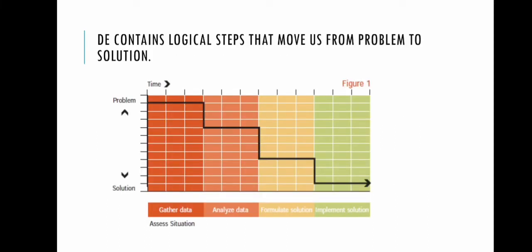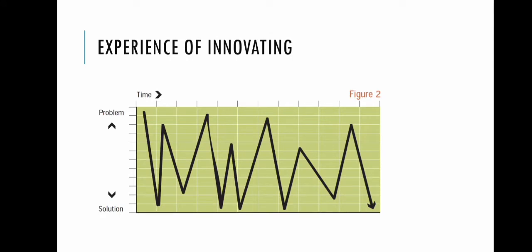On the slide, you can see figure 1, which shows that movement happens methodically from assessing the situation to gathering and analyzing data, formulating a solution, and then implementing that solution. This logical approach works well when the problem is well understood. In figure 2, you can see rapid movement back and forth between problem and solution. A solution may appear ideal but does not get at what was intended. So the problem needs to be re-examined in light of what was learned in that experience.